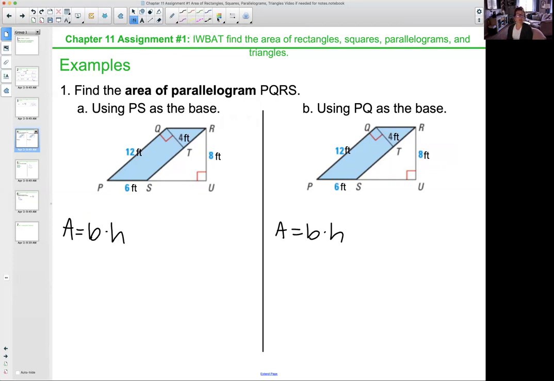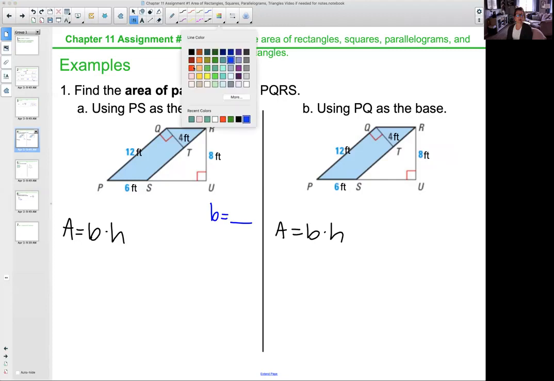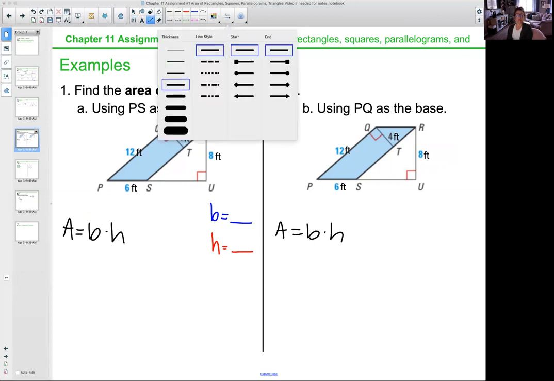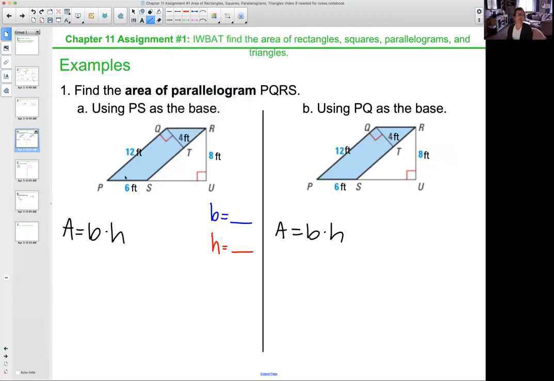I personally like to write down off to the side the things that I need. So I need to find the base, and I also need to find the height. Off to the side, I'm just going to write those down. In this case, specifically, they are asking you to use PS as the base. In the second case, they're going to ask you to use PQ as the base. So back to part A, PS is the base, then we need to find the height.